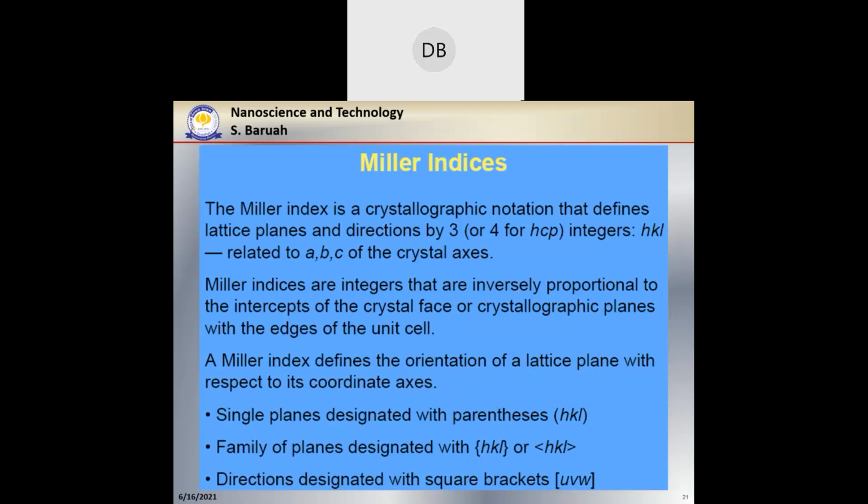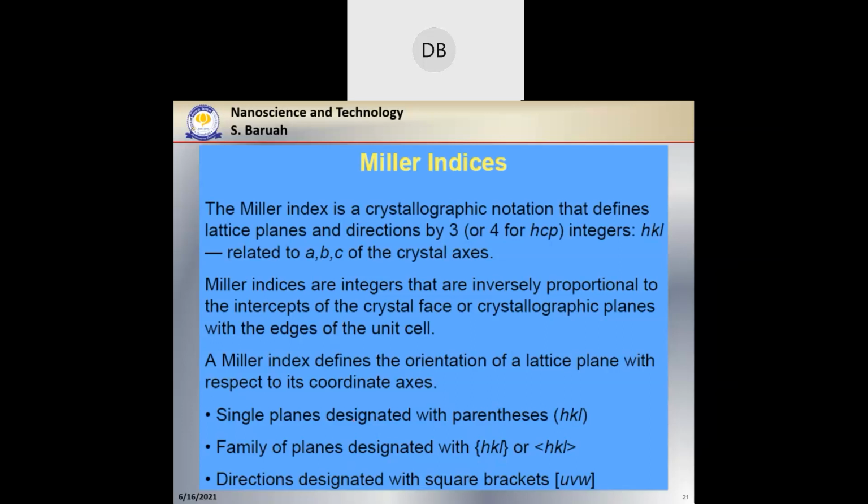Miller indices are integers that are inversely proportional to the intercepts of the crystal face or crystallographic planes with the edges of the unit cell. So where the faces actually cut the unit cell, based on that, we do the calculation. It is the reciprocal. That means it is inverse, 1 by the length where it cuts the crystal. And then it is easier for us to represent a crystal.